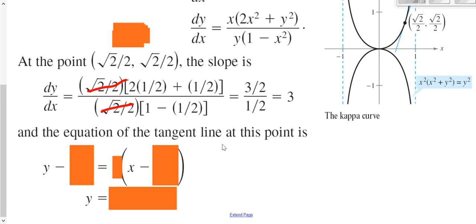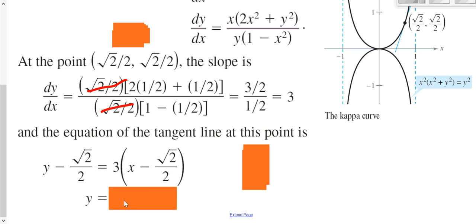So you now have a point and a slope, so you plug in to your point slope formula, plug in your slope, plug in the y value, plug in the x value, distribute through, and get y by itself, and you get the equation of your tangent line.